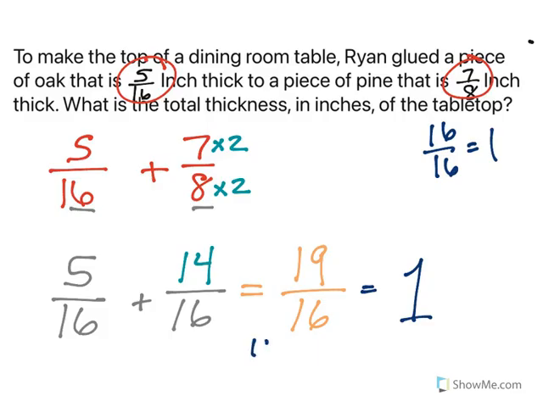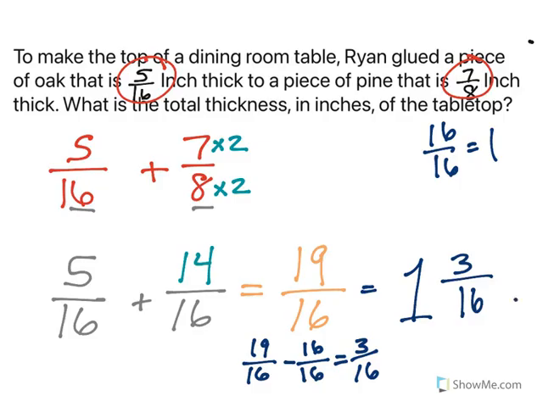So if you think about this, if I have 19 over 16 and I take out one whole, which is 16 over 16, I'm left with 3/16 because 19 minus 16 is 3. So I pull out the one whole to make it a whole number, and then what do I have left but 3/16? So the total thickness of the tabletop in inches is 1 and 3/16.